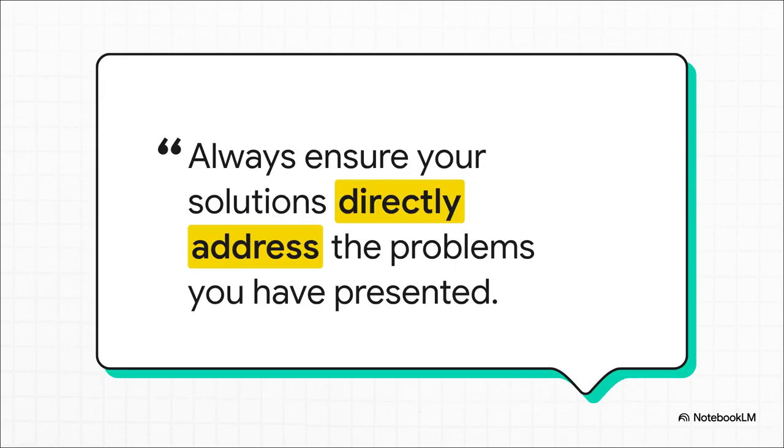Okay, so here is the absolute number one rule, the thing you have to remember. If you write your problem paragraph about, say, the environmental damage from plastic bags, well, your solution paragraph can't just suddenly start talking about traffic fines. It sounds super obvious, I know, but this direct logical link is the single biggest thing affecting your task achievement score. For a Band 9, a perfect match is non-negotiable.